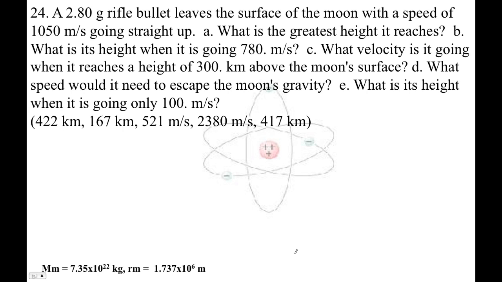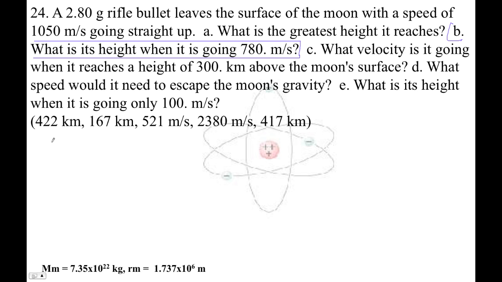All right, more conservation of energy here. In this one, I'm going to actually solve part B. What is its height when it's going 780 meters per second? So we fire it up from the surface of the moon going 1,050 meters per second. At some point, it's going to slow down to 780 meters per second, right?